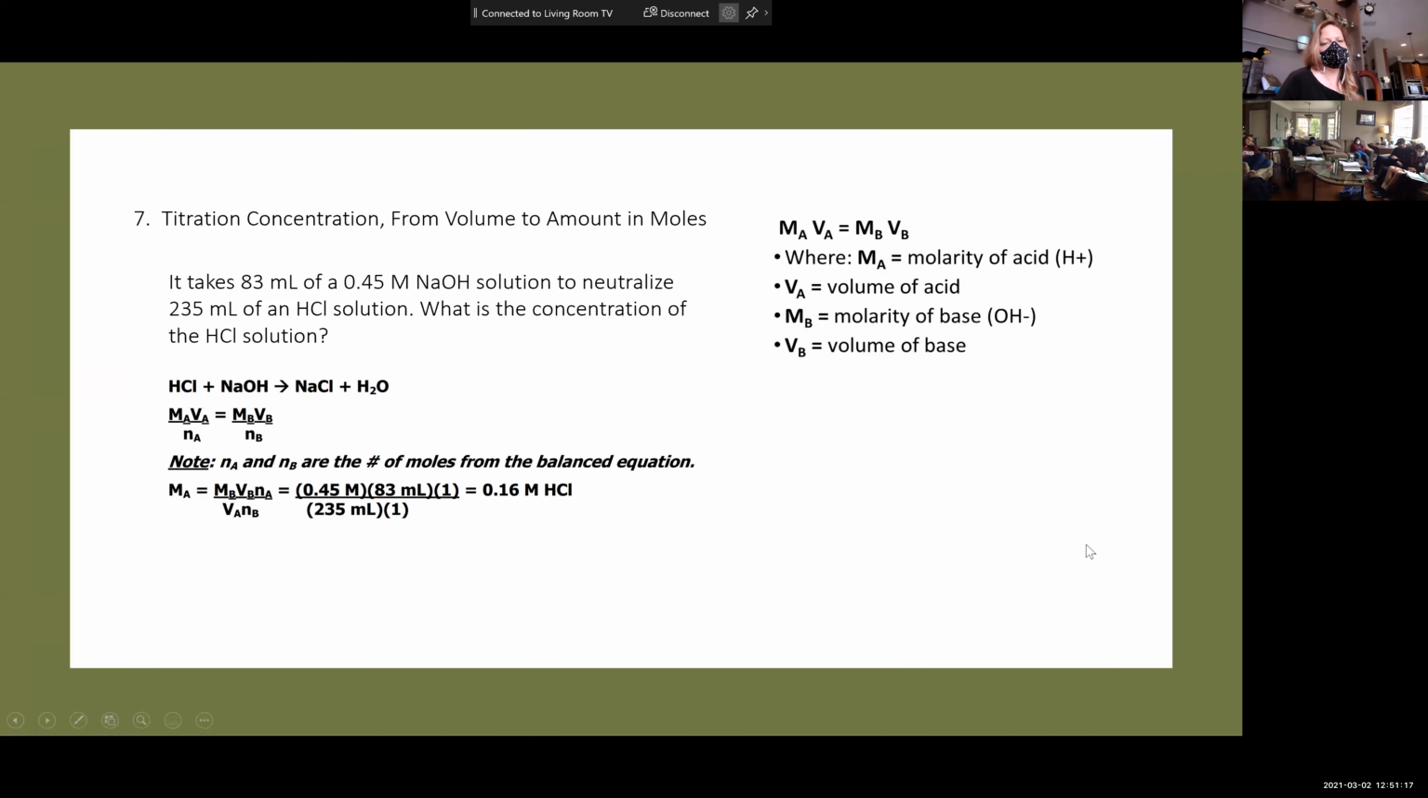So here is where those coefficients play in, 1 and 1, because they're right here, where it's 1, 1, 1, 1, totally one all the way across.